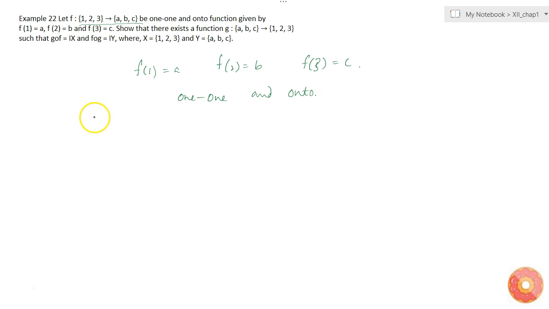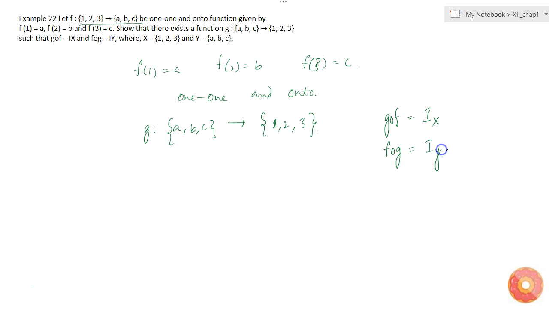And we are asked if there exists any function g mapping from {a, b, c} to {1, 2, 3} such that we finally get g∘f = I_X and f∘g = I_Y. So g(f(x)) is equal to I(x), which is equal to I of capital X.